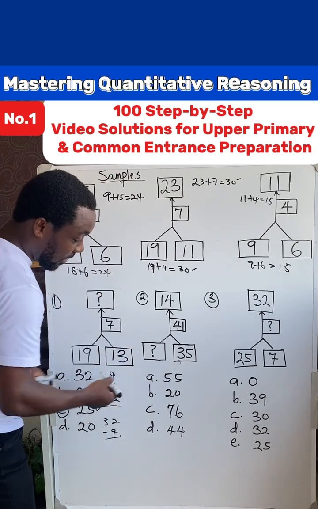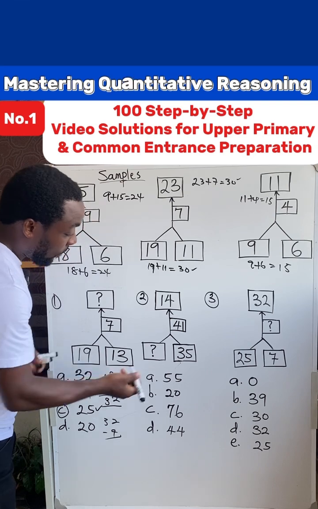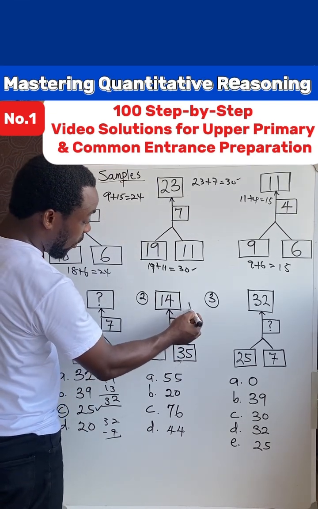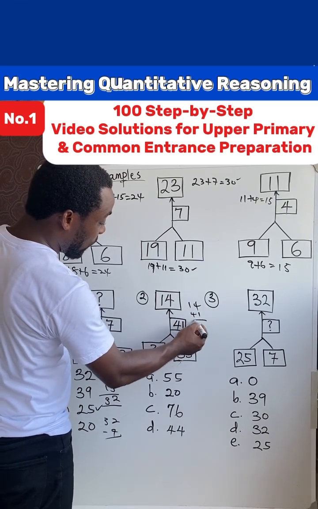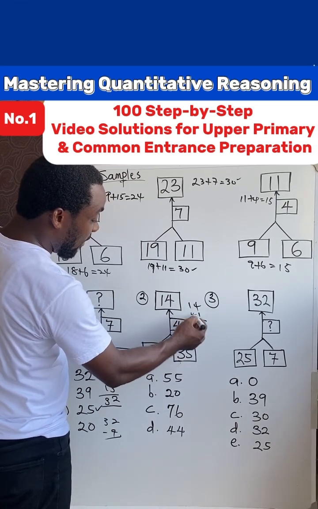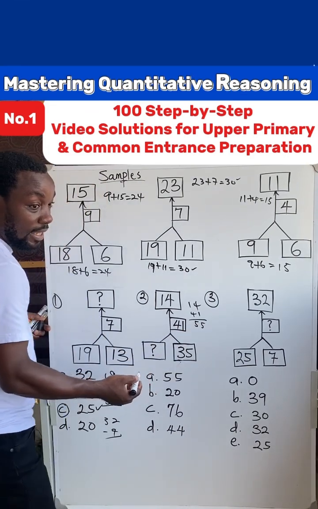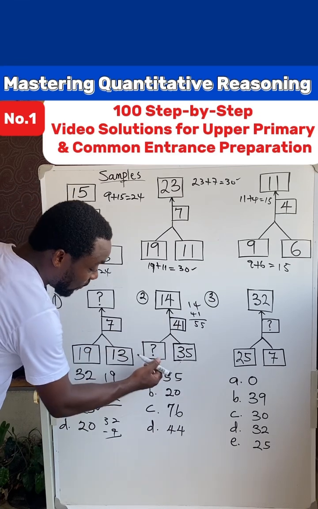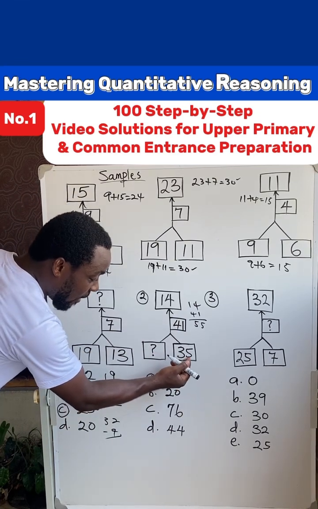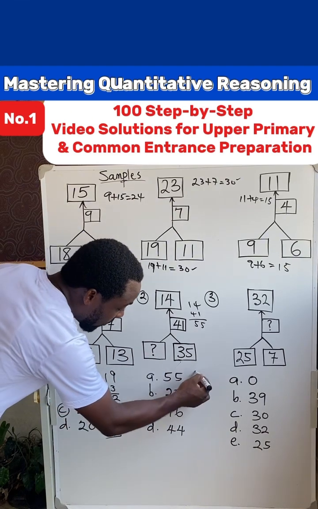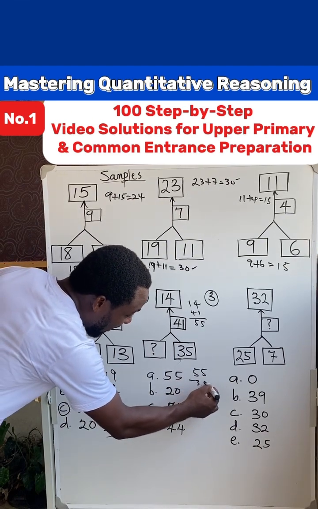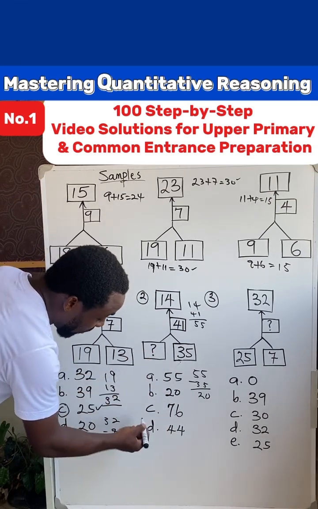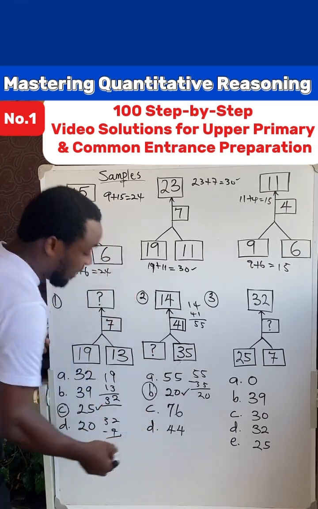Question number 2, still following the rule. In this one, the upper pair is complete, 14 and 41. So I say 14 plus 41. 4 plus 1 is 5, 1 plus 4 is 5, and that gives me 55. So 35 plus what will give me 55? I can do 55 minus 35, and that will give me 20. So the missing box is 20, which is B.